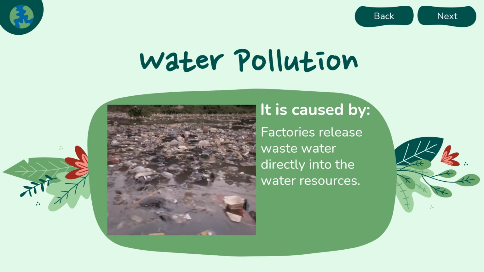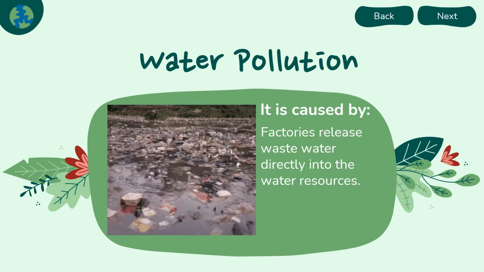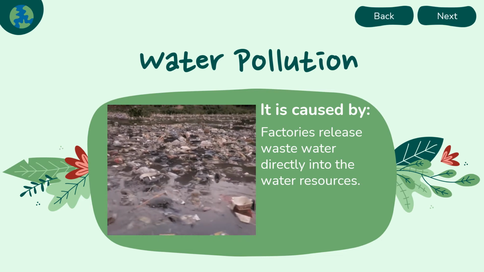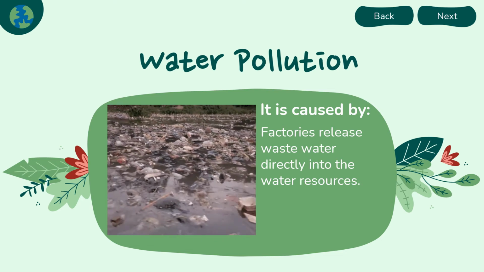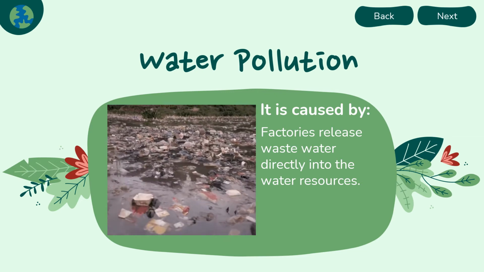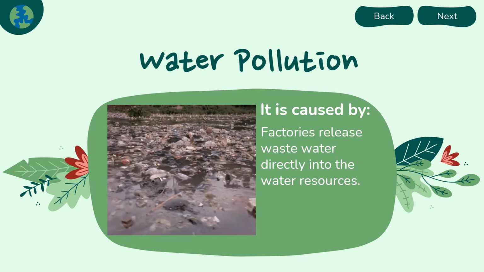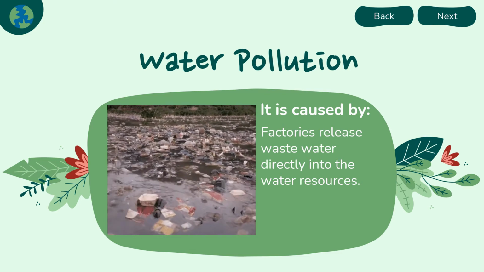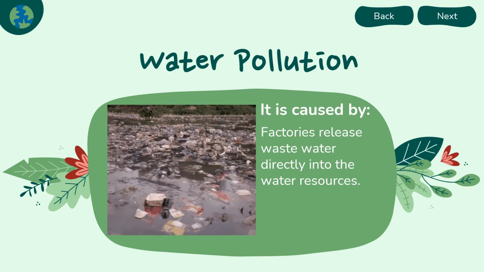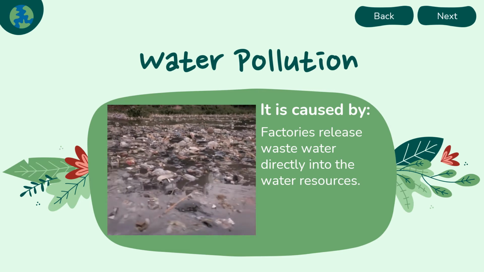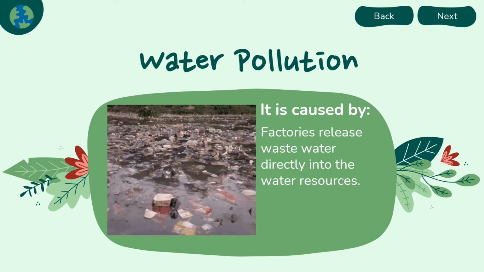Factories release wastewater directly into the water resources. Some factories don't have proper water disposal, so they put the wastewater directly into the river. That's why the water or the river became dirty.